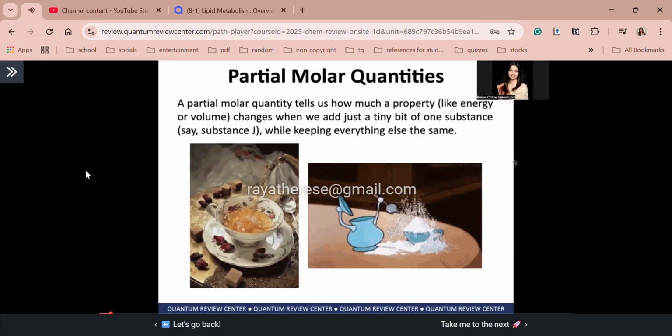So a partial molar quantity will always ask you, if I add this one thing, how will the whole system change? How will the property of the whole system change?